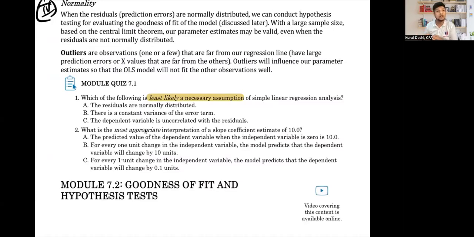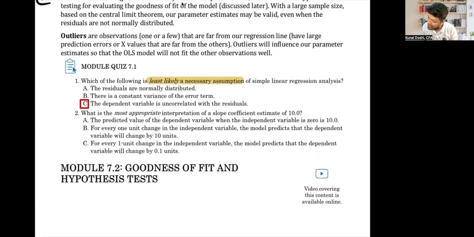The dependent variable is uncorrelated with the residual. No, C is incorrect. The error term should be uncorrelated. There should be no correlation. So C is incorrect. Right? 4 assumptions only. And for sure, they will test this in the exam.